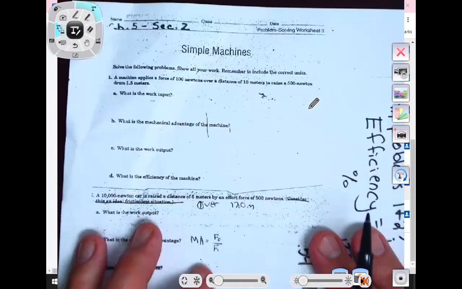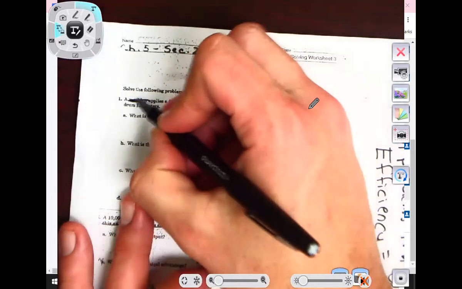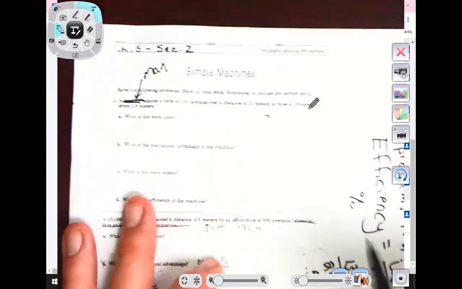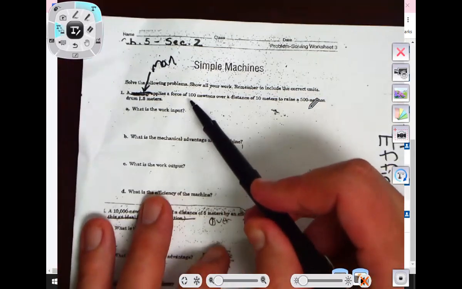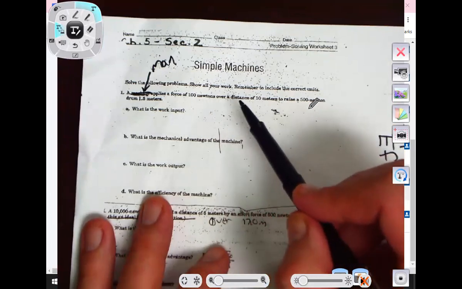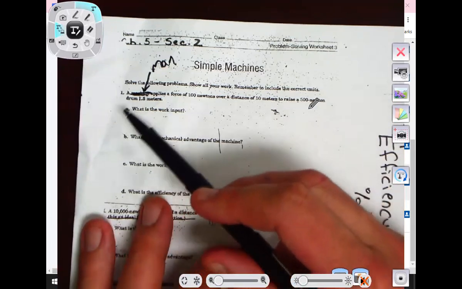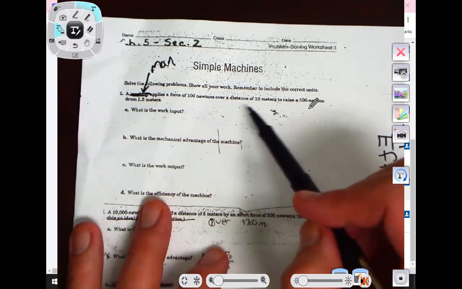Right here, and instead of the word machine here, I'm going to change that first machine to man, to make it a little bit more simple for you so you can understand which one. It says a man applies a force of 100 newtons over a distance of 10 meters to raise a 500 newton drum 1.5 meters. All right, and so you're going to do this problem.